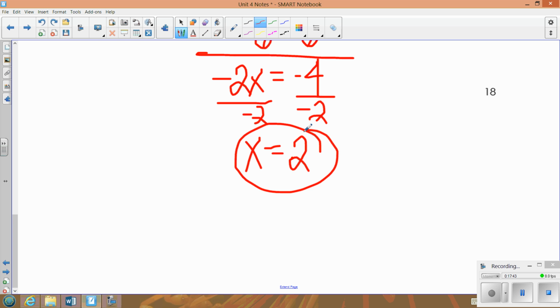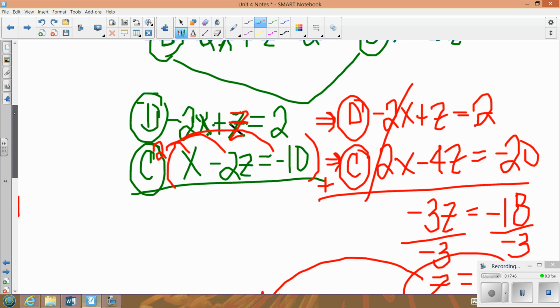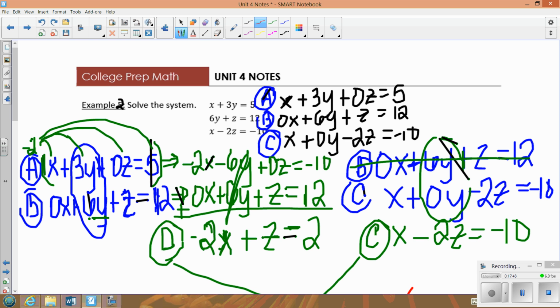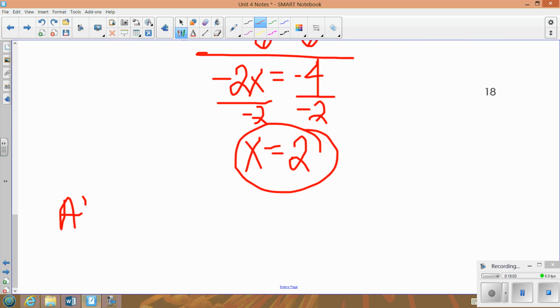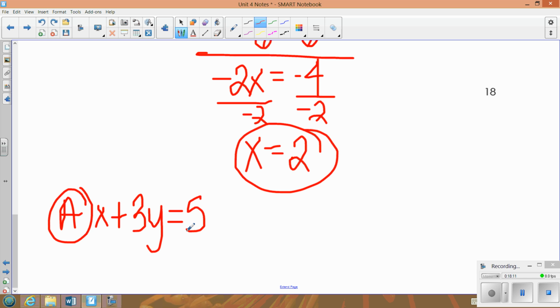And then our last stage is to find y. So we're going to take one of our original equations, whatever one's easier. Just make sure that you don't use C, because if you use C, notice that equation C from up top doesn't have a y variable in it. So we really need to use A or B. So let's just say plug into A. So A is x plus 3y equaling 5. You would plug in your x and your z. In this case, though, I don't have a z, so I'm going to go ahead and plug in just the 2, and I'm going to find what y is.